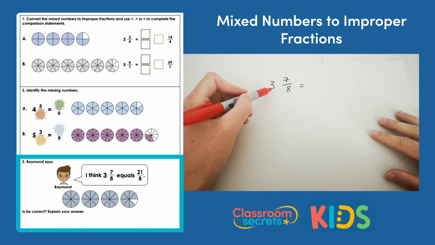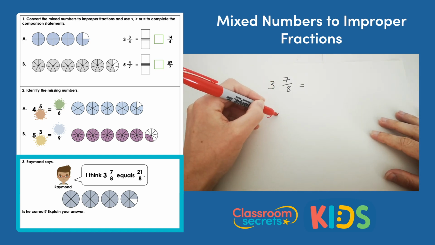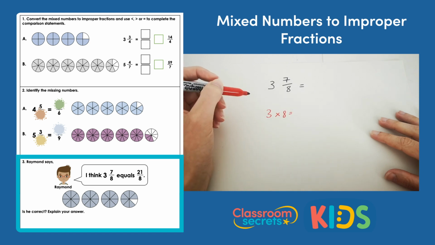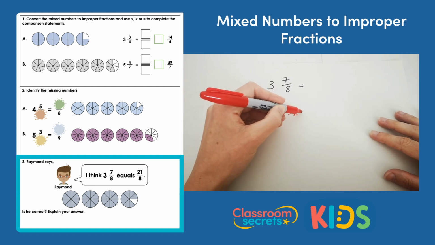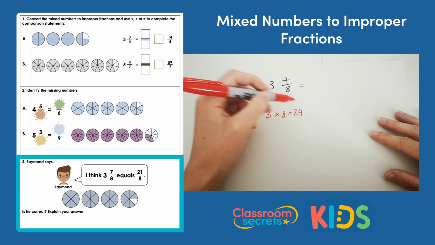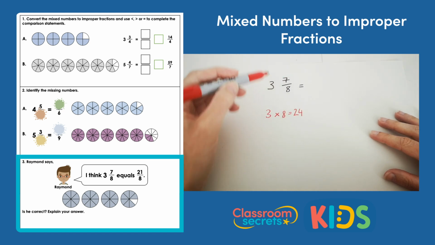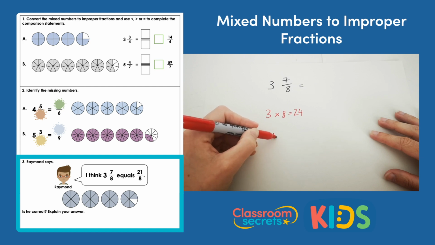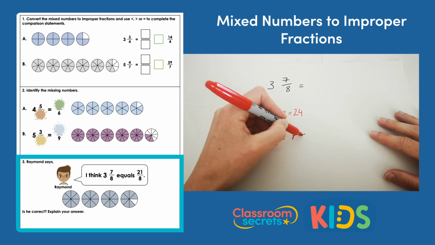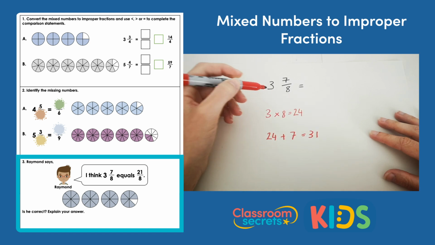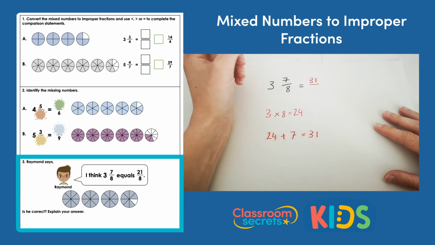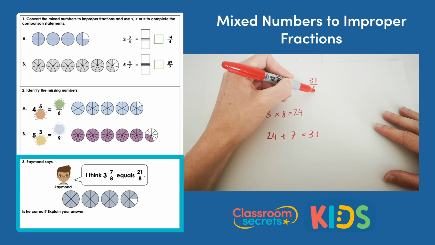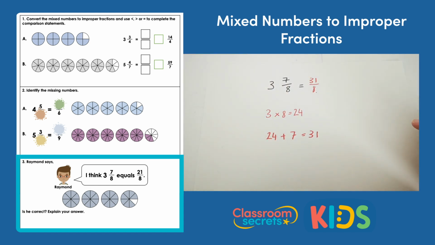So I'm going to multiply the integer by the denominator, so I'm going to do 3 times 8. 3 times 8 gives me 24. Then I'm going to add 24, because it's 24 parts, to my numerator. So 24 add 7 equals 31. And that tells me that 3 and 7/8 is equal to 31/8. So Raymond is incorrect, because 3 and 7/8 is equal to 31/8, not 21/8.